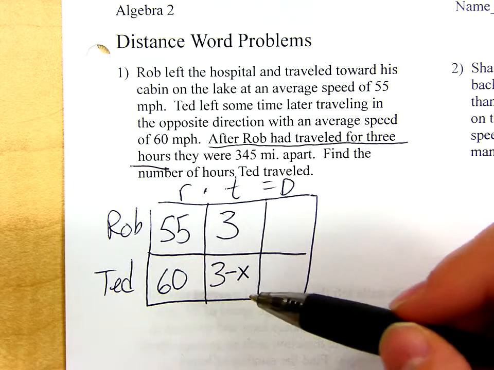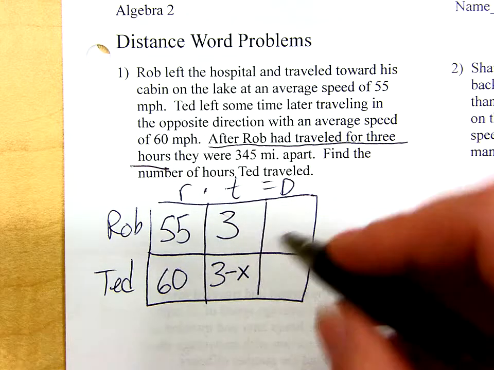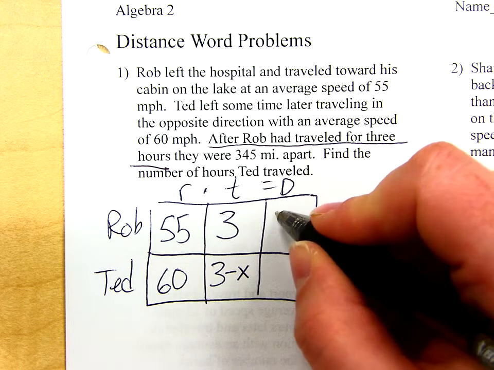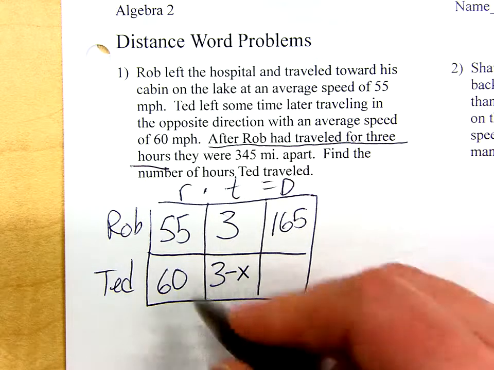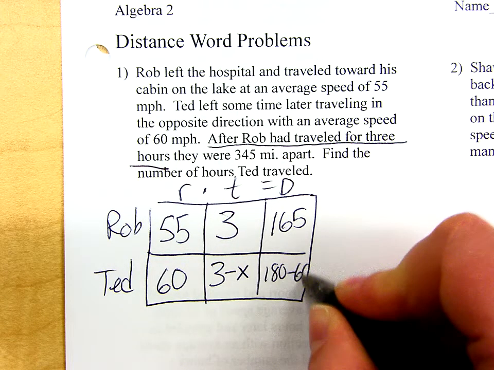Once we have these 4 boxes filled in, we multiply straight across, right? So 55 times 3 gets me 165. And then don't forget to distribute down here. That's 180 minus 60x.